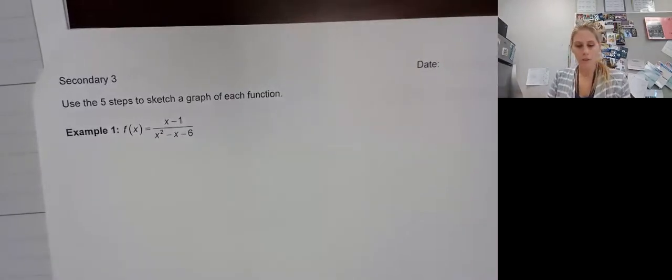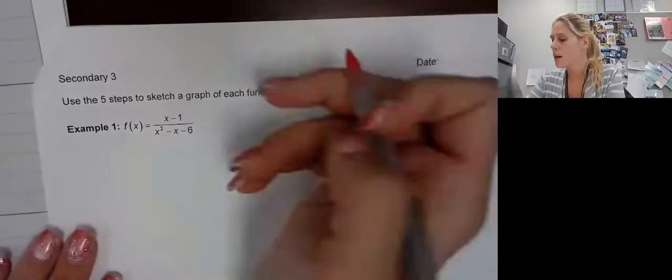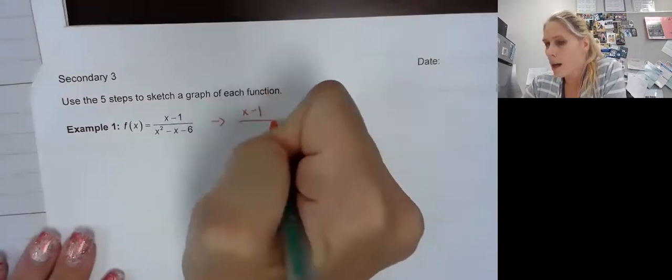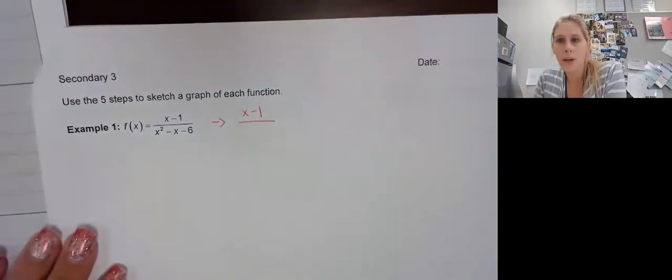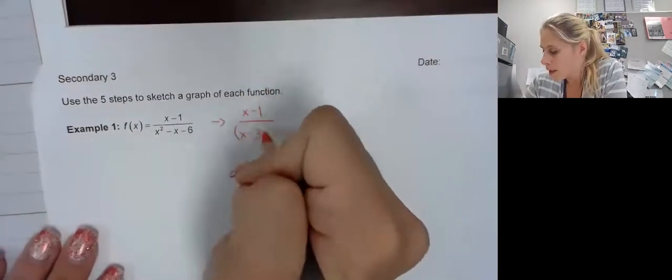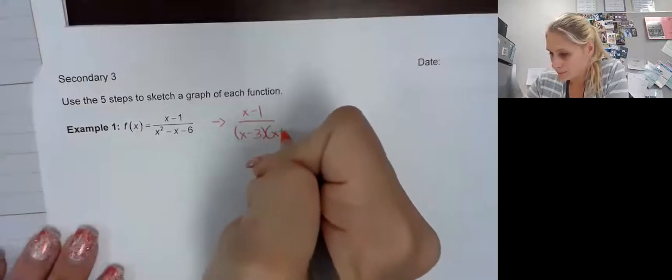All right. So the first step we have here, remember, it's not so much the domain, but what do we have to do with all of our functions first? We have to factor them. So in the numerator, can we factor it? No, it's still x minus 1. But in our denominator, we can factor it. I'm not going to show you how to factor right now. I'm just going to factor on the side. If you're having trouble factoring, make sure you contact me and we'll have a one-on-one lesson, okay? So when we factor, we get x minus 3 times x plus 2.